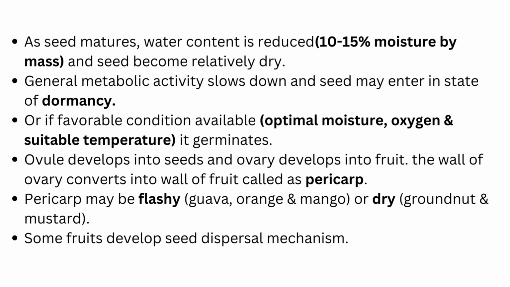Ovule develops into seed and ovary develops into fruit. The wall of the ovary converts into the wall of the fruit called pericarp. Pericarp may be fleshy, as in guava, orange and mango, or it can be dry, as in groundnut and mustard. Some fruits develop seed dispersal mechanisms. We have to study that too.